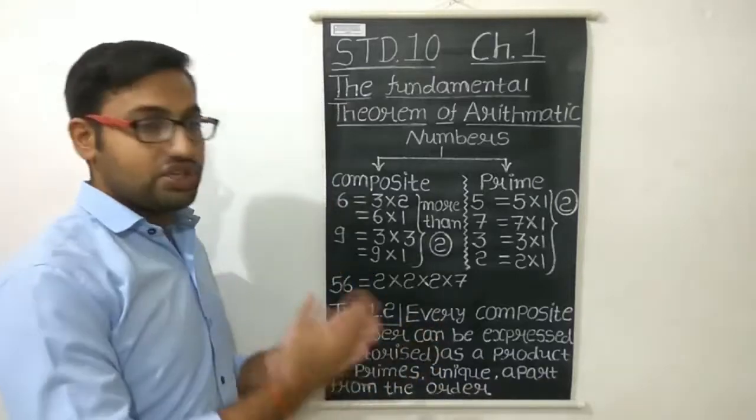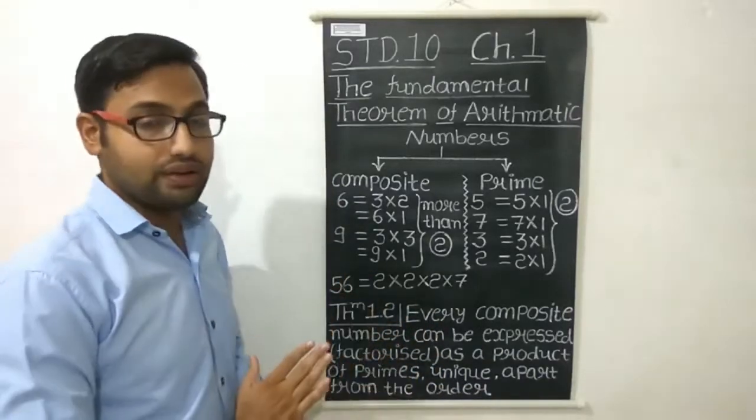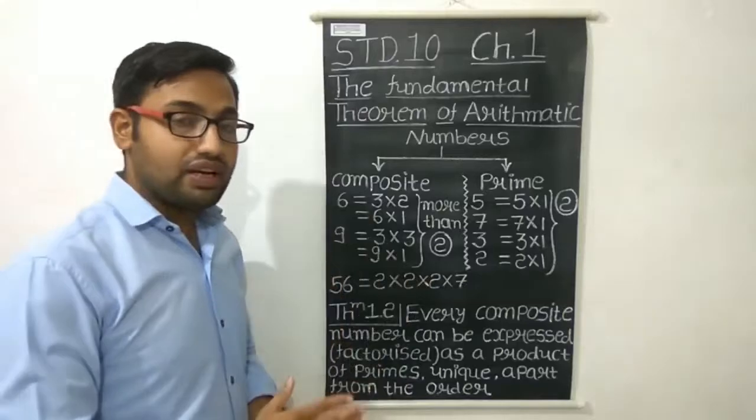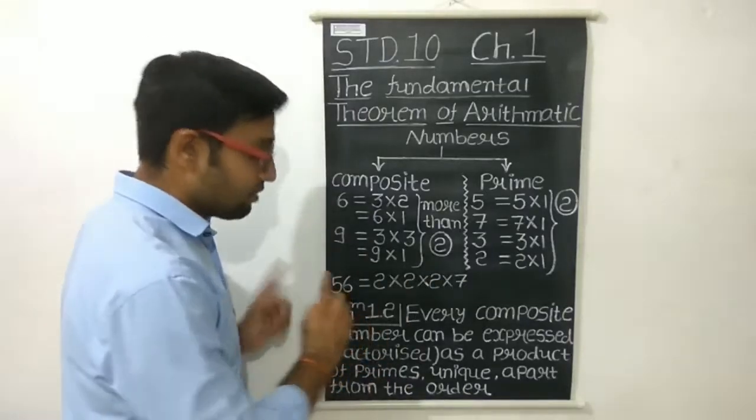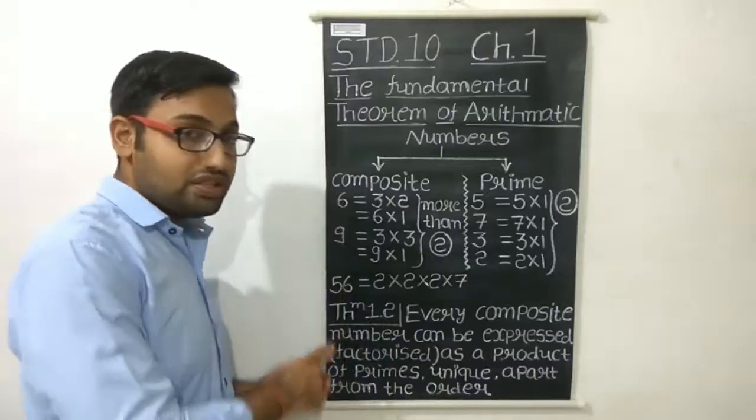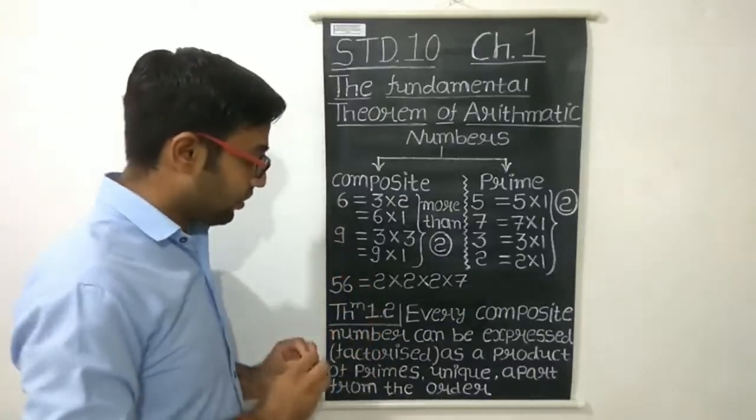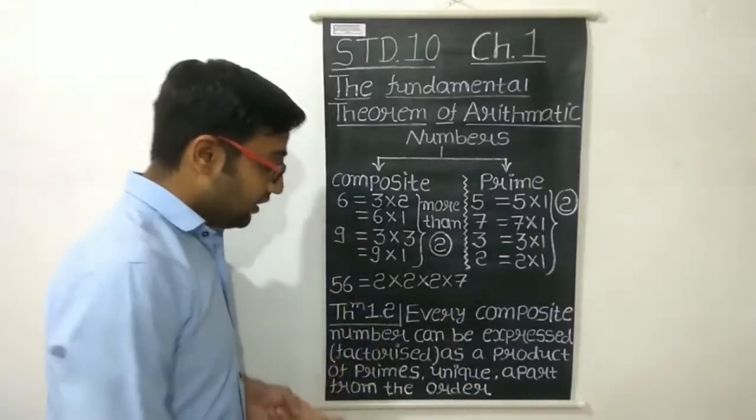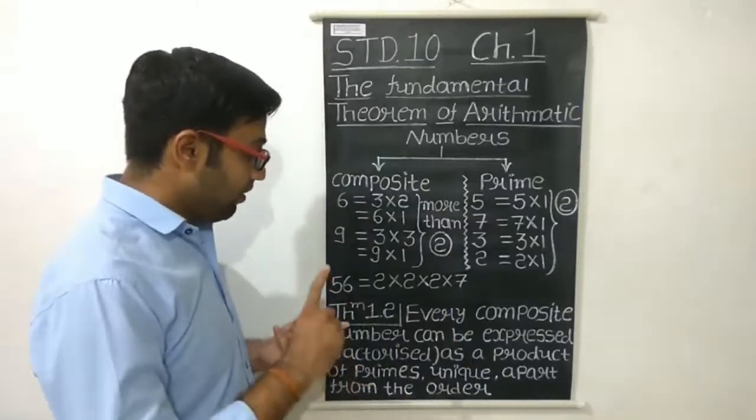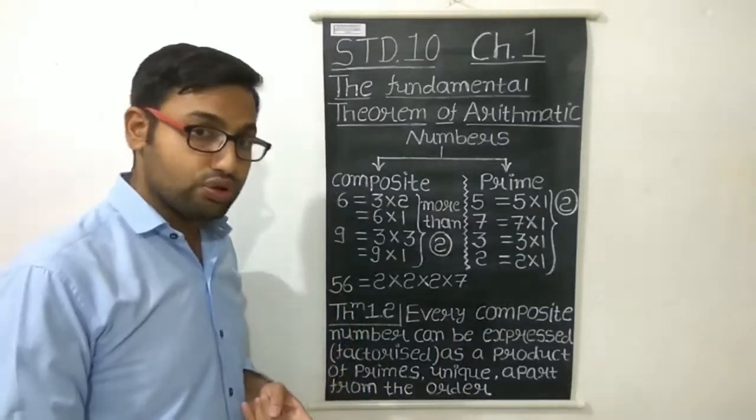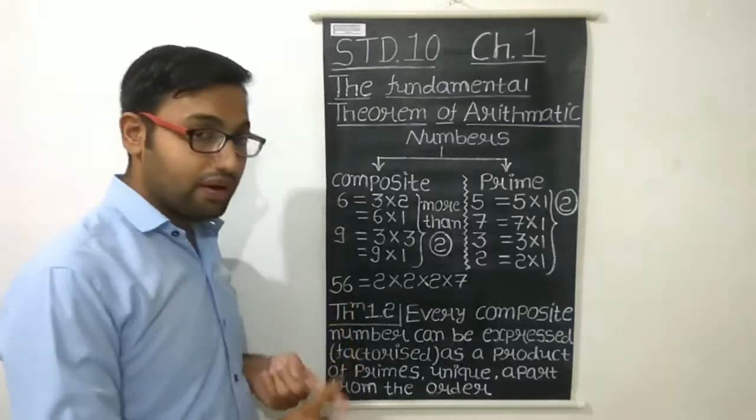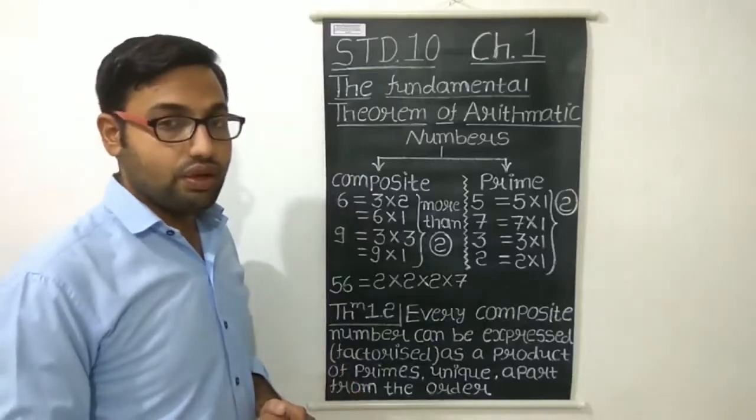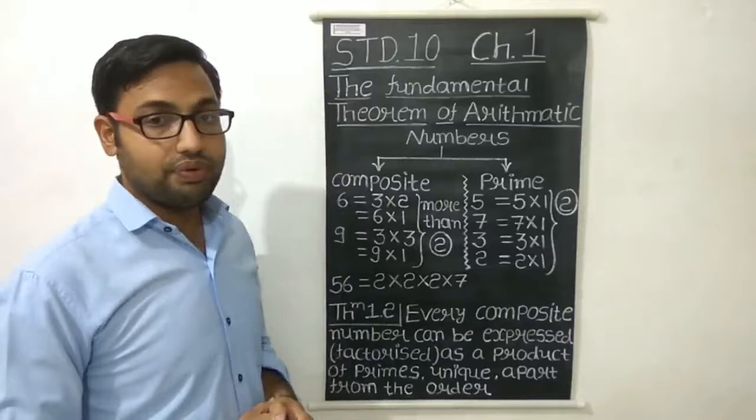That means the order may be changed, but the prime factorization remains unique. We get 2 three times and 7 one time, every time we factorize 56 into prime factors. Okay, so this is the statement of Theorem 1.2. And this is also the uniqueness part of the fundamental theorem of arithmetic: we get the factors of any composite number in this manner, and that factorization remains unique. So this is all about the fundamental theorem of arithmetic.